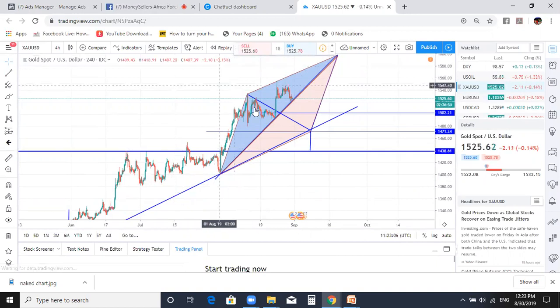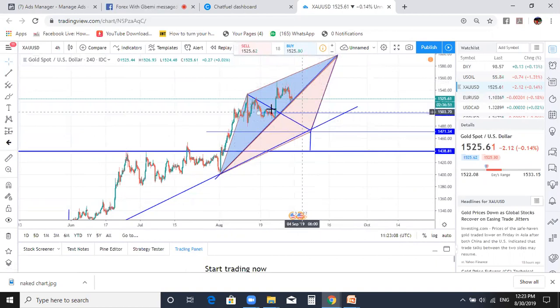I look at what I have on the screen right now. I have been watching this trade because, in fact, I drew this out when it was somewhere like this.